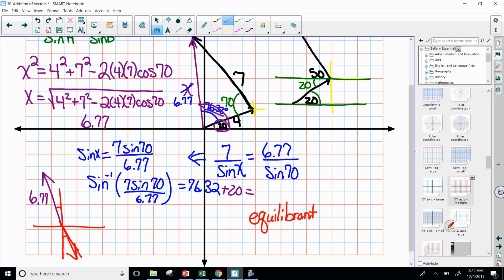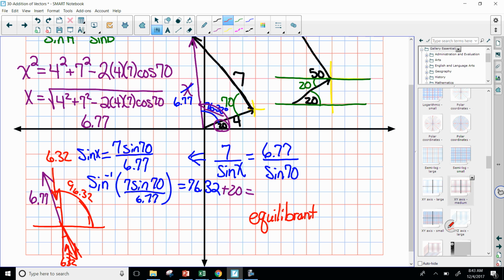They're vertical angles, so they're going to be equal to each other, correct? If they are equal to each other, this full angle right here was how many degrees? 96.32, which means what's this angle measure just right there? 6.32. So this angle measure right here is 6.32. The equilibrant is going to be the same force in the opposite direction.